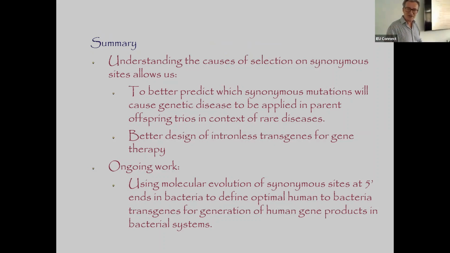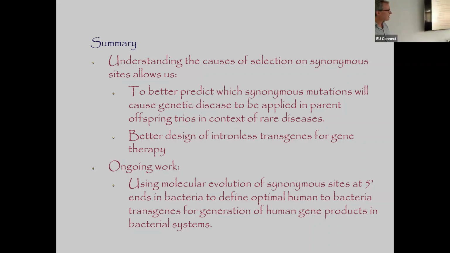And understanding the causes of selection on synonymous sites has allowed us first to predict which synonymous mutations will cause genetic disease. And I think where we're going next is, can we apply that to parent-offspring trees? You have 100 mutations. Can we say, actually, that synonymous one there, you should go after that one. You might have ignored it otherwise, but actually we think it's important. And we can better design transgenes for gene therapy.